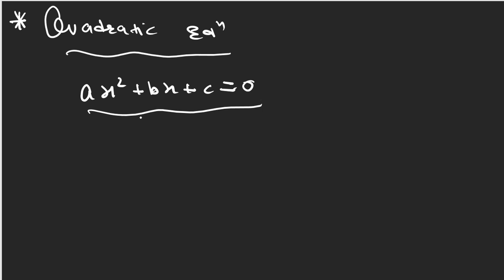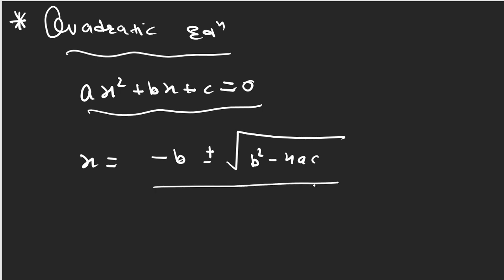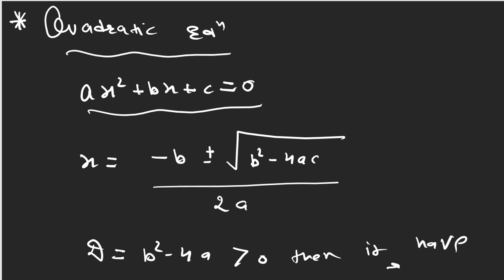You all have studied quadratic equations. What is the solution for this? The solution is x equals minus b plus minus root under b square minus 4ac, divided by 2a, in which this quantity is called the discriminant. Discriminant is equal to b square minus 4ac, which is under root. And we all know whatever quantity is under root should always be positive. It cannot be negative. So if the discriminant is greater than 0, only then does it have real solutions. If the discriminant becomes less than 0, we cannot solve that.